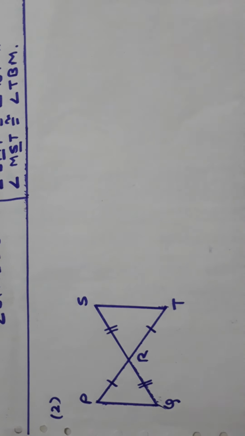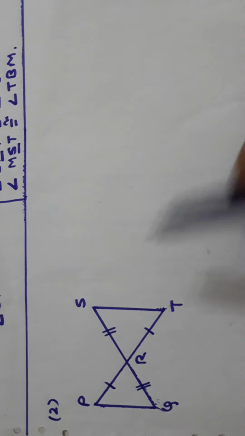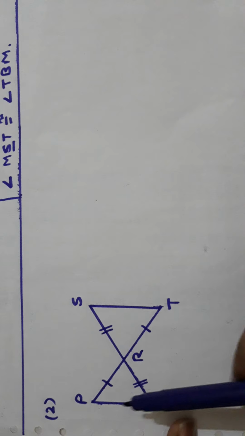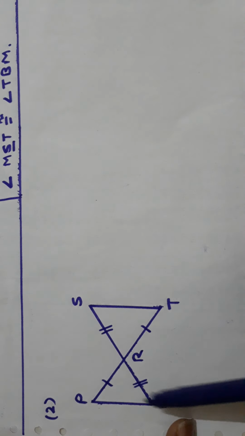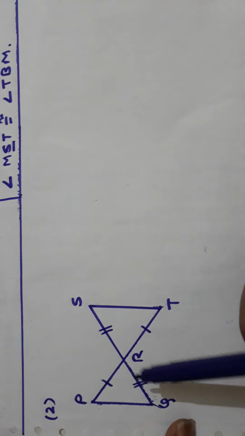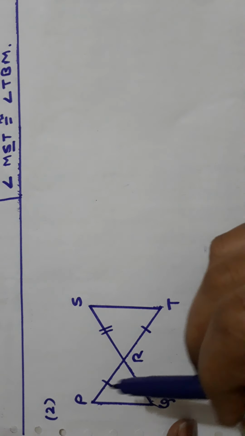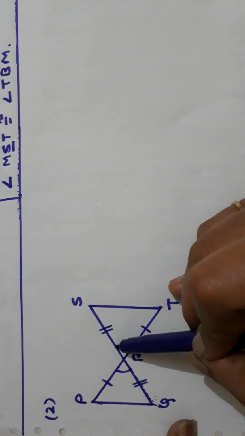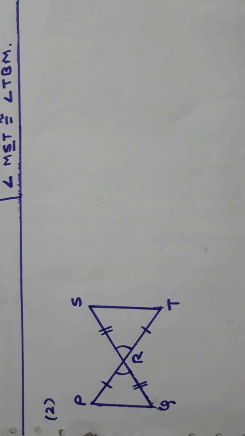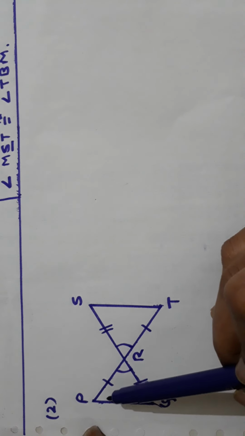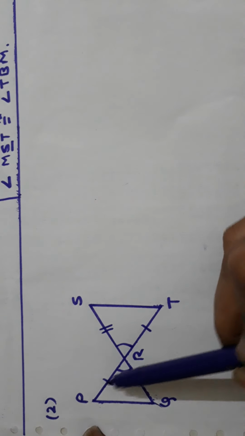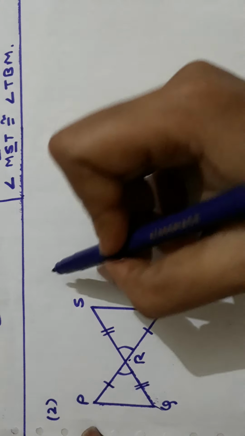Question number 2. Now if you observe triangle PRQ, only 2 congruent parts are given and we need 3 congruent parts. See, whenever you have triangles, both the triangles in this shape, you always get vertically opposite angles. So if you consider triangle PRQ, then the triangles are congruent by SAS test. But you have to write down.